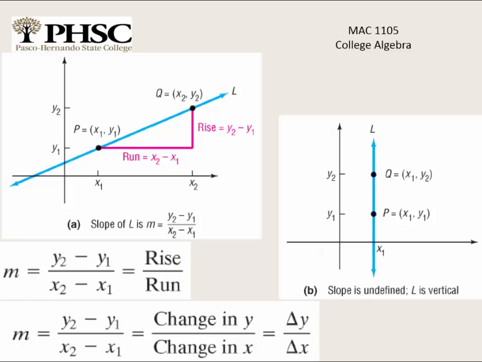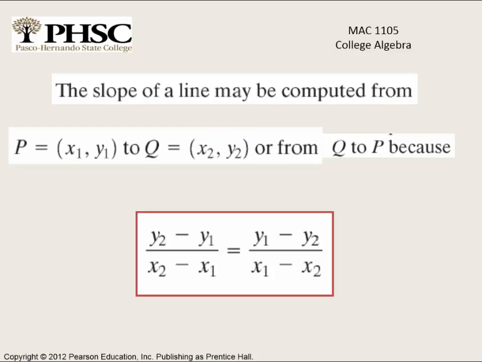Now, if my two x coordinates are equal to each other, here you can see that we have the two points P and Q, and the x coordinate for both of them is x1, so that's a vertical line, and the slope is undefined. The slope of a line may be computed in two different ways. We can go from P to Q or from Q to P, so it doesn't really matter. Whether I do y2 minus y1 divided by x2 minus x1, or y1 minus y2 divided by x1 minus x2, the slope will be the same.